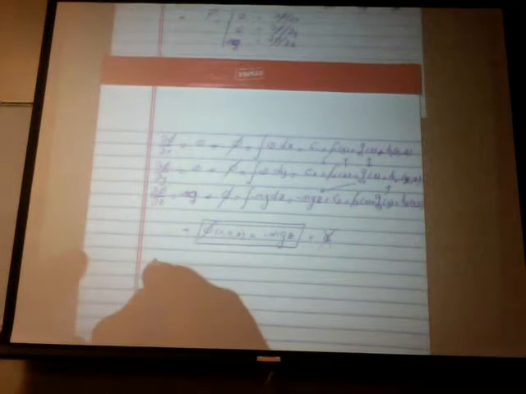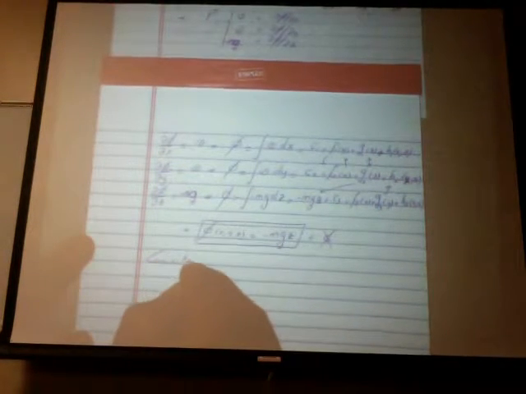And this is the gravitational potential energy.